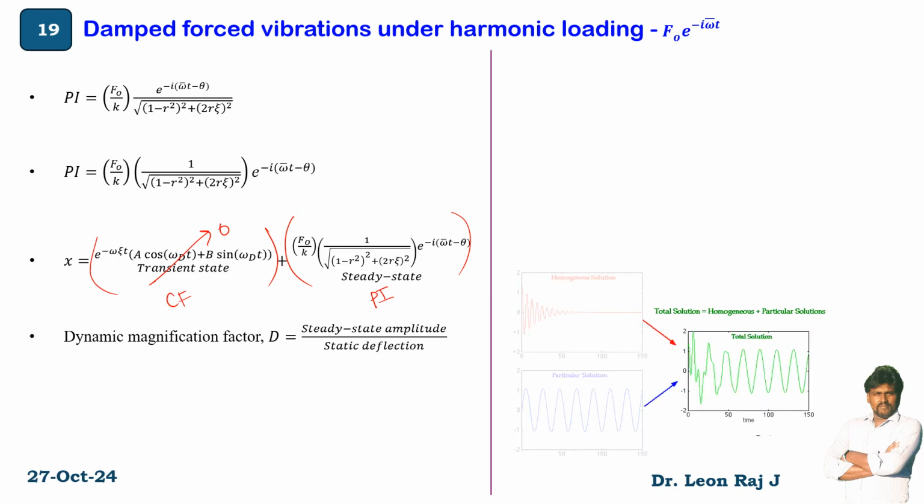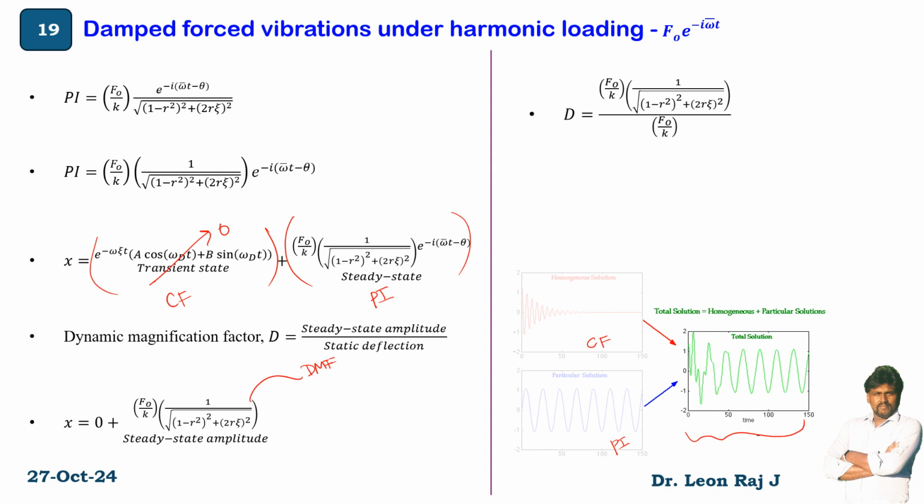So this is the transient state. This is the complementary function, and this is the particular integral, and further the complementary function and particular integral are superimposed like this. So your dynamic magnification factor is nothing but steady state amplitude divided by static deflection. So this part is your dynamic magnification factor. So this whole term gets cancelled. So this is your D.